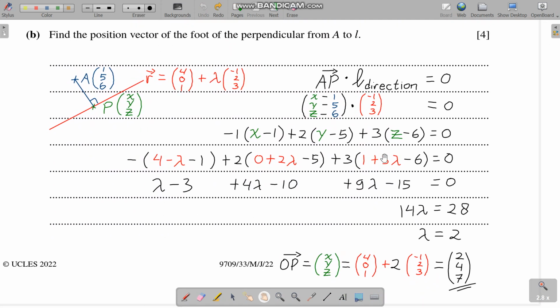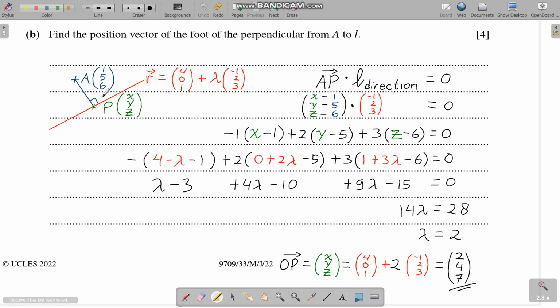Find the position vector of the foot of the perpendicular. Just start by drawing a diagram to visualize things. Let's say this is the line L with this vector equation, this is the point A, and this is the foot of perpendicular from A to the line L. We don't know the coordinates of P, so you can just call it (x, y, z). But since P is on this line, we can replace x with 4 minus lambda, y with 0 plus 2 lambda, and z with 1 plus 3 lambda. We can replace them if we want.